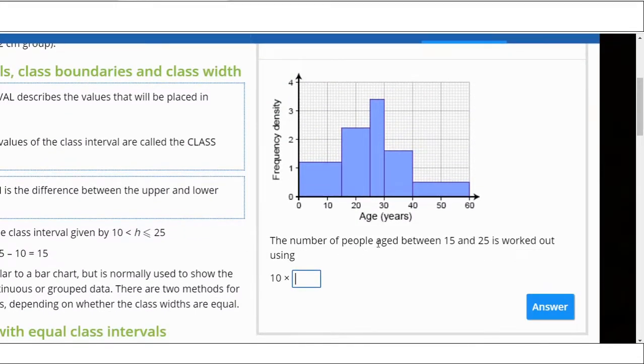Again, the number of people aged between 15 and 25 is worked out using the frequency. So, since 15 and 25, the width is 10. So, the class width is 10, right? And then, multiply by the frequency density. So, to find the frequency density, you need to look at this bar, right? 15 to 25 is this bar.